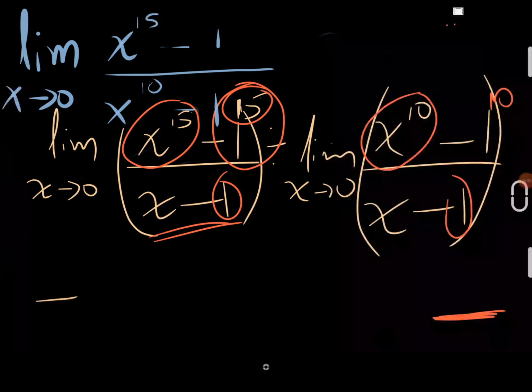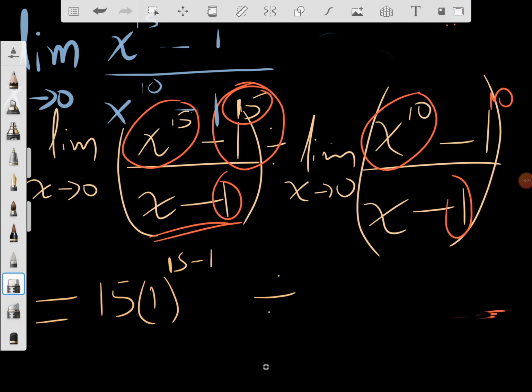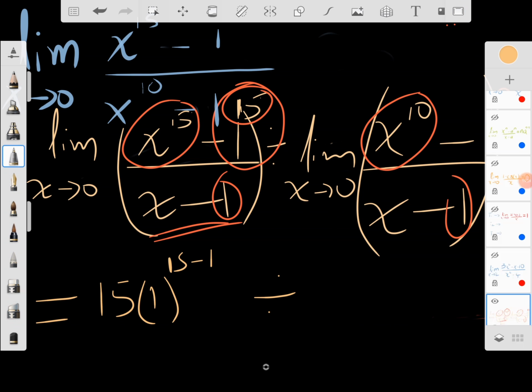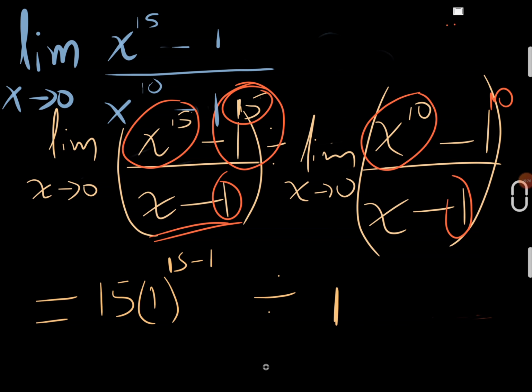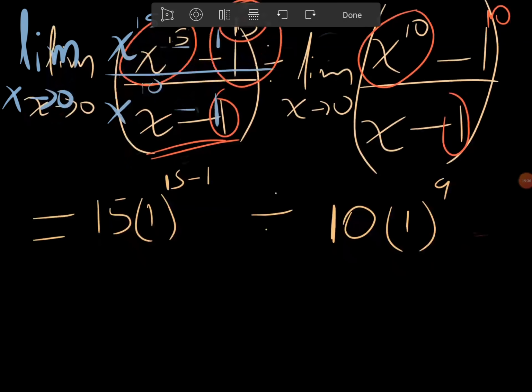So it is equal to n, n is 15 here. Approaches 15 times a to the power n minus 1, and a is 1, so 1 to the power n minus 1, that is 15 minus 1. Divided by, and this approaches 10, n is 10 here, times a to the power n minus 1, a is 1, 10 minus 1, that is 9. Perfect. Now let's see where it goes.